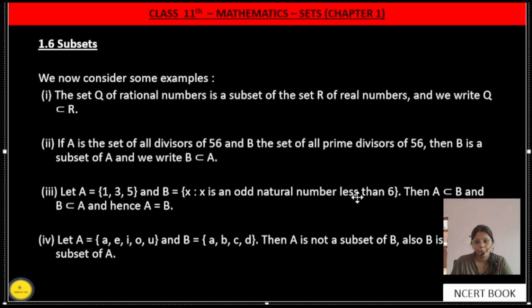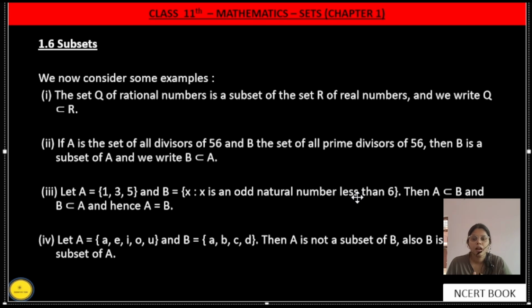Now the next example is if A is the set of all divisors of 56 and B is the set of all prime divisors of 56, then B is a subset of A, and we can write it as B ⊂ A.